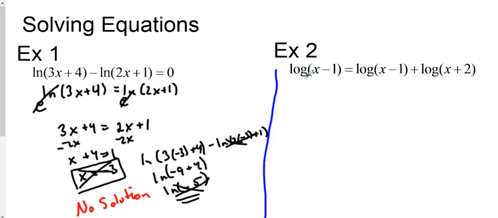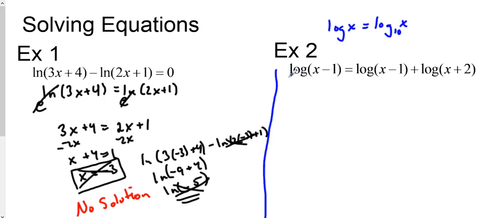So next one, we have log of x minus 1 equals log of x minus 1 times log of x plus 2. So let's see if we can figure this one out. Now this one's a little bit different, because we don't just have a 0. We can't just add this one to the other side because we have two logs. Now, just so you know, when you just have a log of x, this is actually a common log. It's base 10. Just want to make sure everybody knows that.